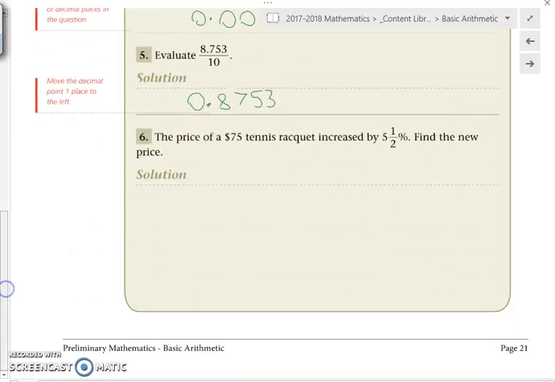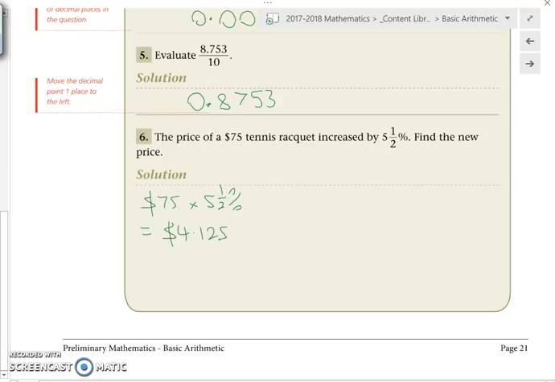All right. Next one. The price of a $75 tennis racket is increased by 5.5%. Find the new price. There's a couple of different ways to do it. How are you going to? Yeah, go 75 times 5.5%, and then add the answer to the 75. Okay. 75 times 5.5%. Everyone do that. What is it? Let's go 4.125. That's fine.